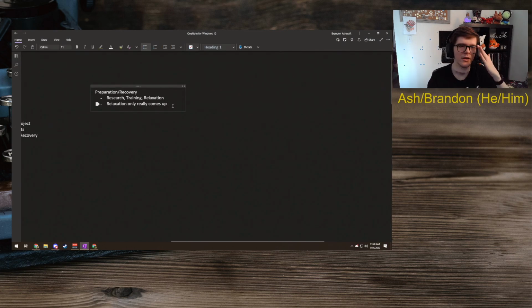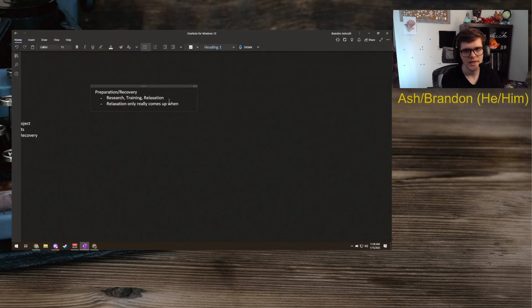Yeah. Research, training, relaxation. Relaxation only comes up when a long-term effect such as exhaustion or stress effects is involved, because we don't use the other word here.